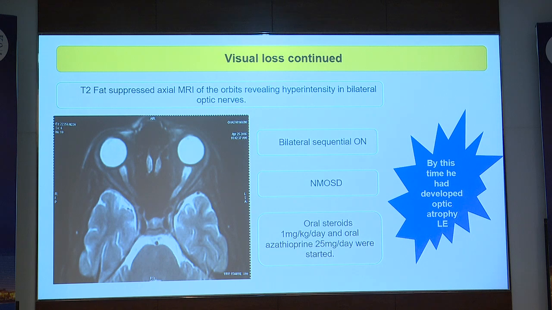But the vision loss continued. It did not improve. While going through literature, we found that there is some association between NMOSD and tuberculosis. Initially we withheld steroids, but in view of continued vision loss and profound severe vision loss at the presentation, we started the patient on steroids, and the patient improved in the right eye, but by that time he had already developed optic atrophy in the left eye.